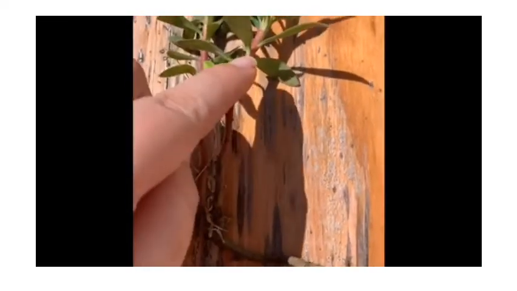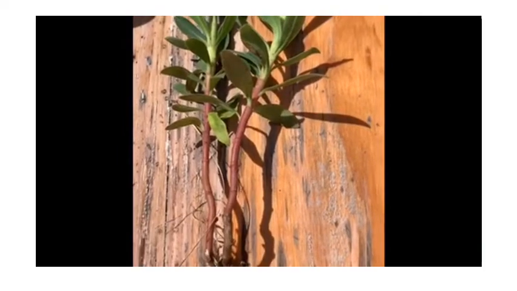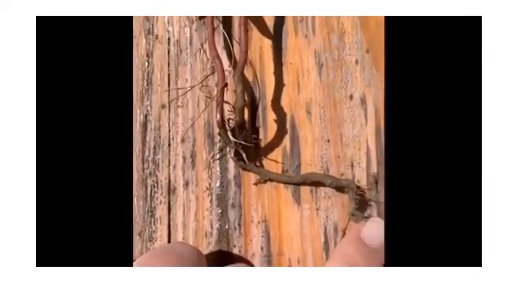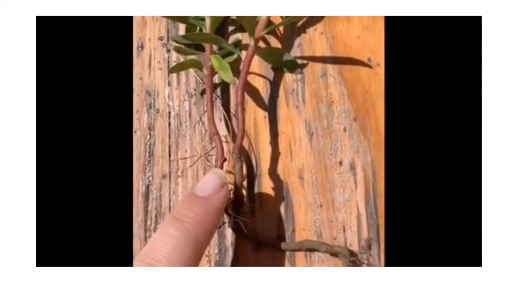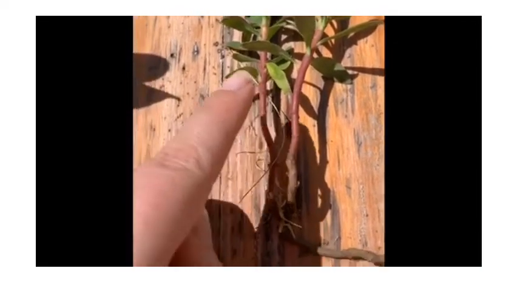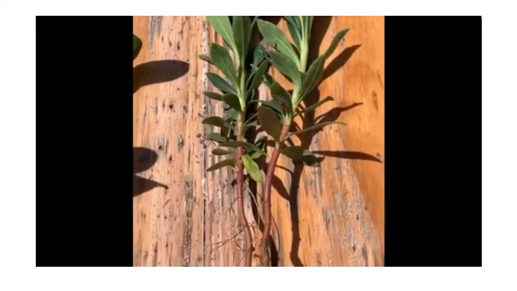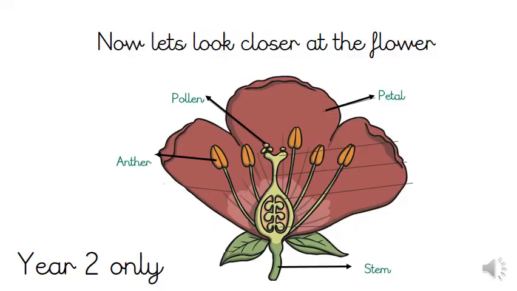What is this part here called? Do you know? This part is called the stem. So you've got the roots at the bottom, which are in the ground, the stem, which shoots up first, and then you've got the leaves. And in some plants you have flowers, but in these two we don't have any flowers. Right, this slide is for Year 2 only, so Year 1 you can watch it if you want, but you don't need to do anything with it.